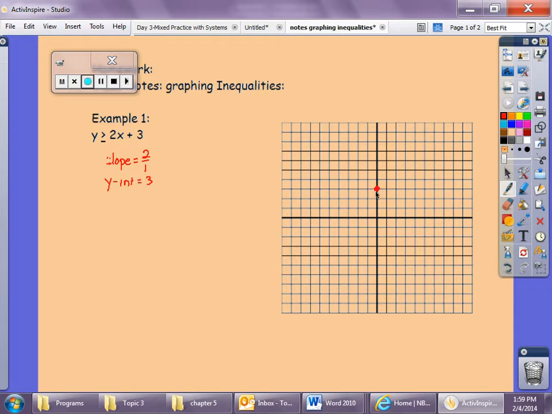So we start at 3, and the slope is 2 over 1, which means we go up 2 and right 1, up 2, right 1, up 2, right 1. Or instead of going up 2, right 1, we can go down 2 and left 1, and continue this process, down 2, left 1, and we can connect all of our points in a straight line. So we graph normally.